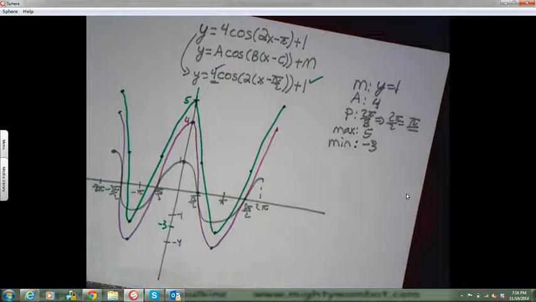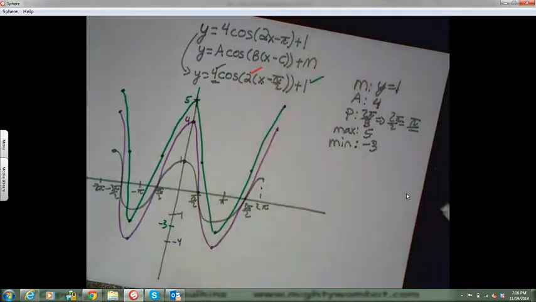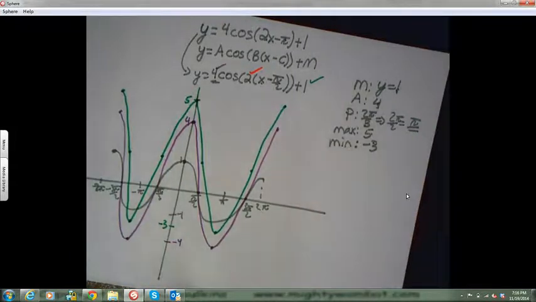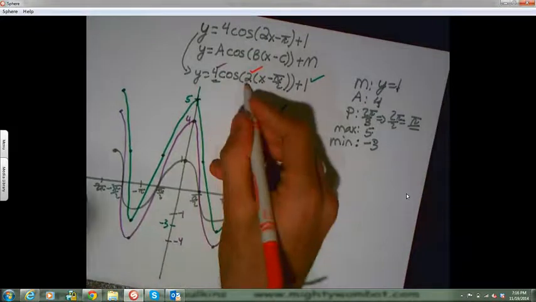Alright, now we need to take care of this 2. I'll take care of that in red. So the 2 is what? This is inside the parentheses, so it must be a horizontal transformation. Mr. Kurth has taught you so well. Horizontal transformations affect x values, and we do the opposite of what they say. So instead of multiplying by 2, we need to divide by 2.